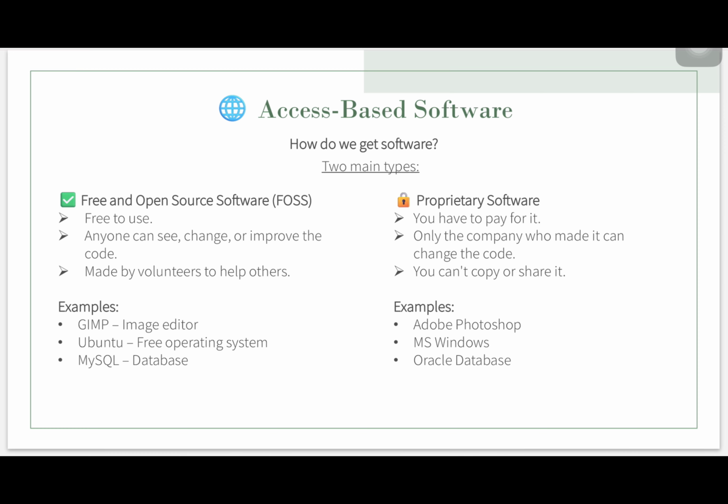Now next one is access based software. What is meant by access based software? How do we get software? There are two types of software. First one is free and second one is provided software, which in simple language we say paid software. Correct? These are free software and these are paid software.